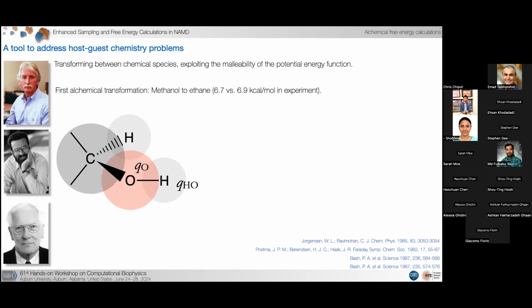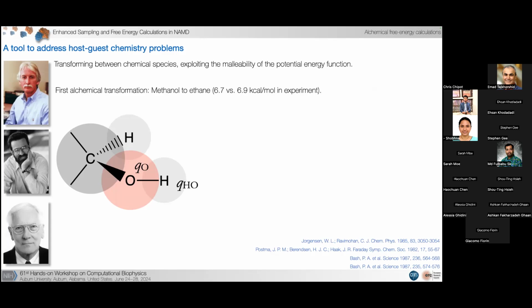trailblazers of free energy calculations. I think he did it in 1982. This was not exactly an alchemical transformation. It was more like calculating the free energy cost of creating a cavity in a liquid. And you know that this is important, because the solvation process in general is first creating a cavity in a liquid to accommodate the substrate.